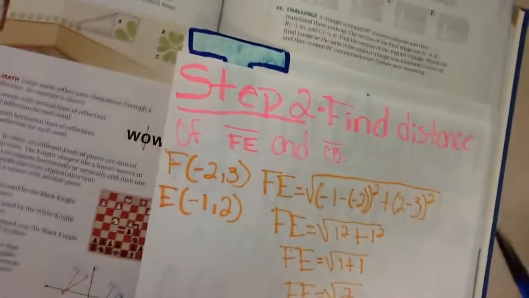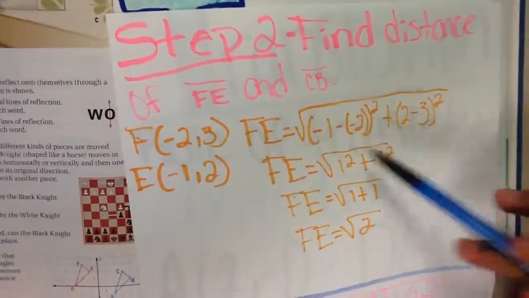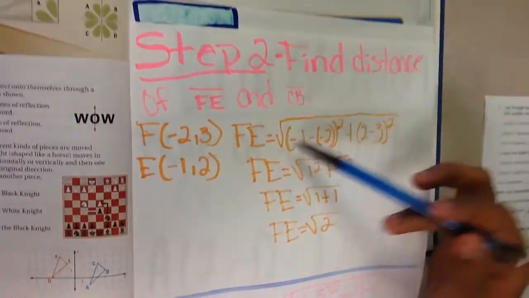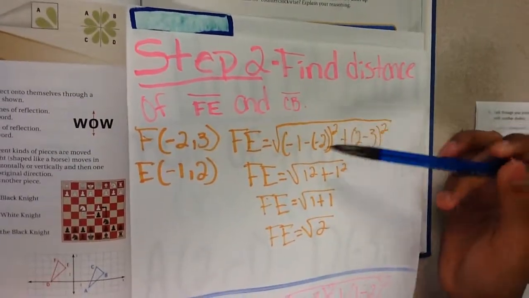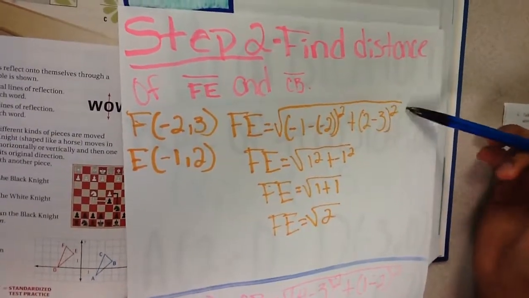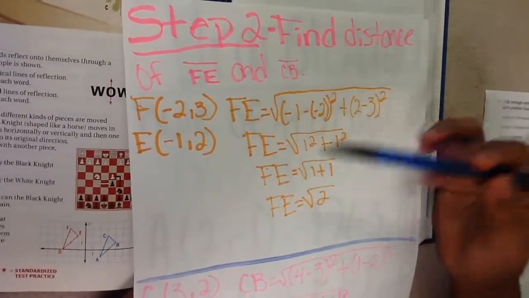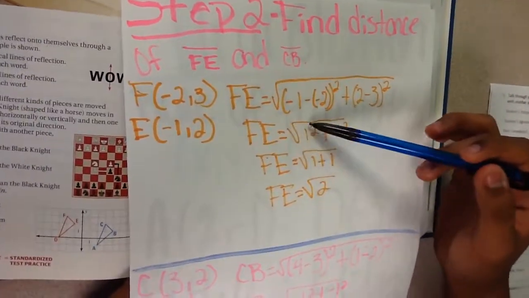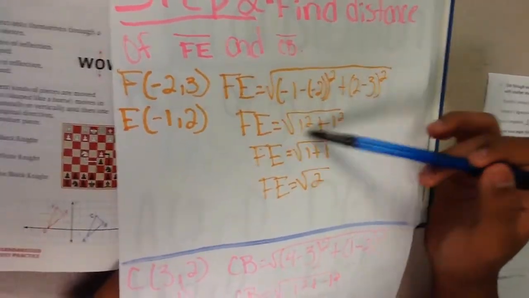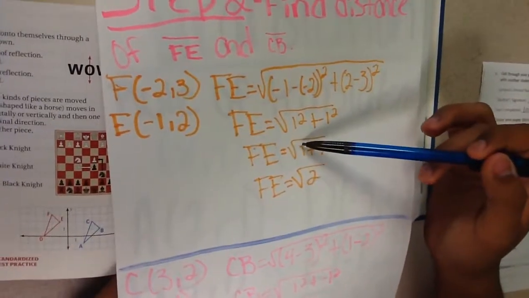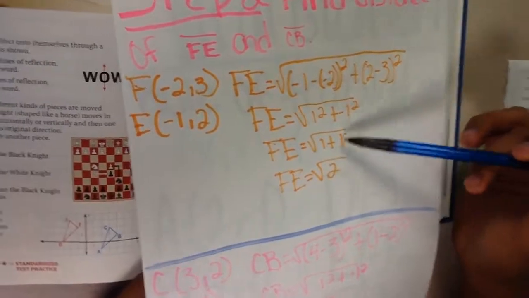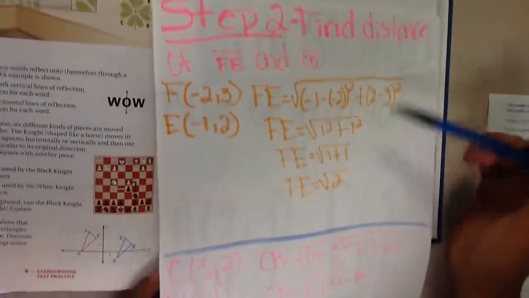Okay. You have to do the same thing, find the distance of each line. So we did line FE, and if we plug it in the distance formula, you get -1 minus -2 squared plus 2 minus 3 squared. Then after you solve that, you get the square root of 1 squared plus -1 squared. After you solve this, you get the square root of 1 plus 1. Then you add that, and then you get the square root of 2. So line FE is the square root of 2.